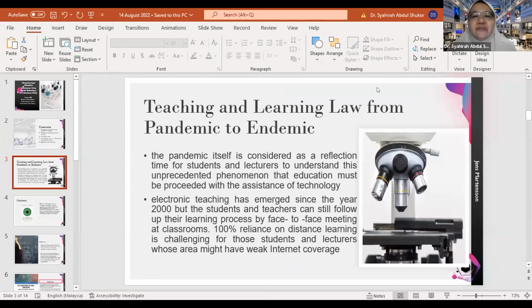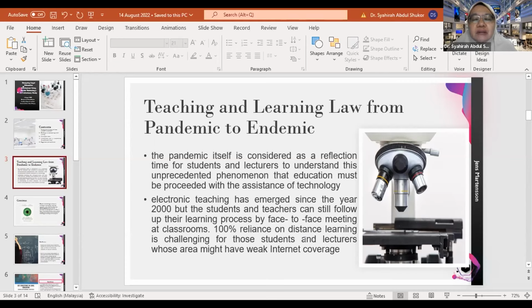So the pandemic itself is considered as a reflection time for students and lecturers, where Malaysia started compulsory lockdown on 18 March 2020. It is also time to understand this unprecedented phenomenon that education must proceed with the assistance of technology. As we all know, most faculties of law apply the old traditional method of teaching and learning. Even though electronic teaching has emerged since the year 2000, students and teachers still follow their learning process by face-to-face meeting in the classroom.